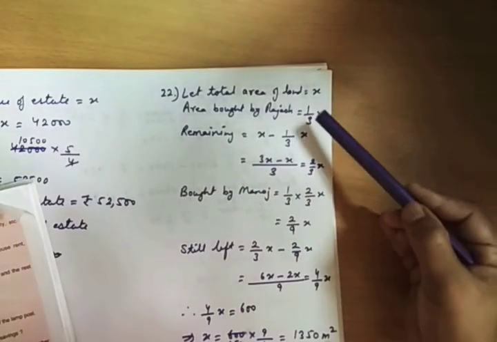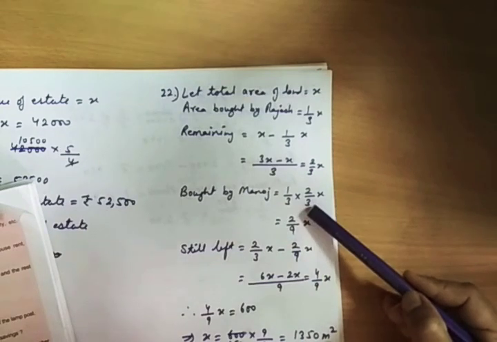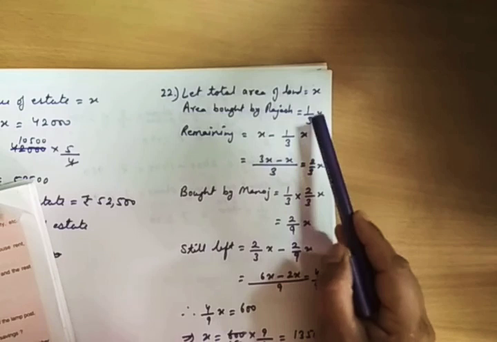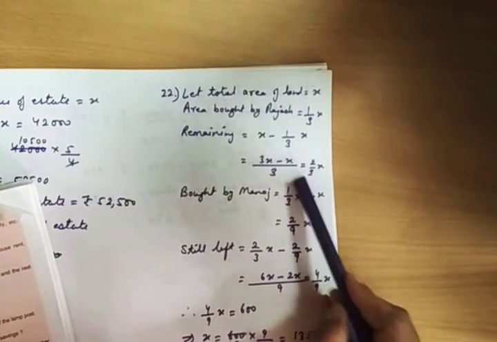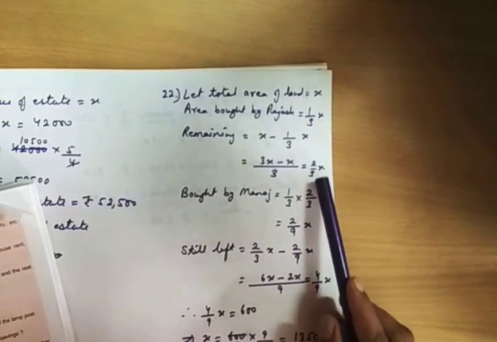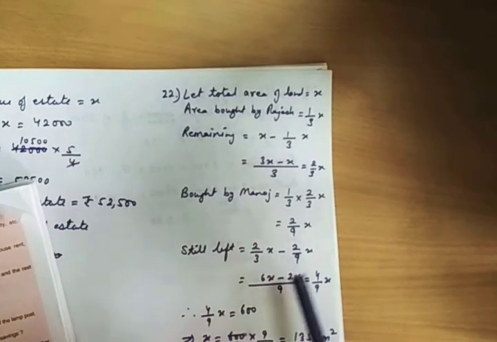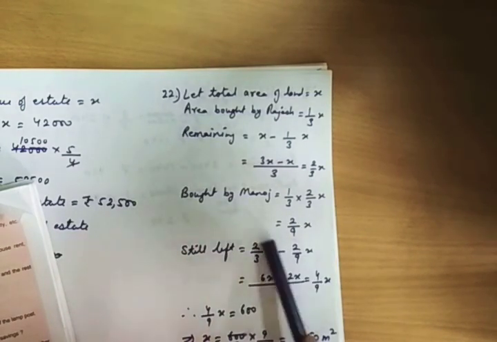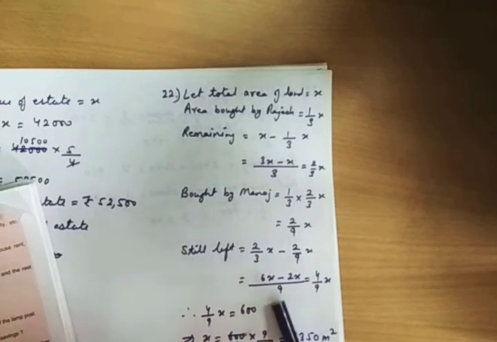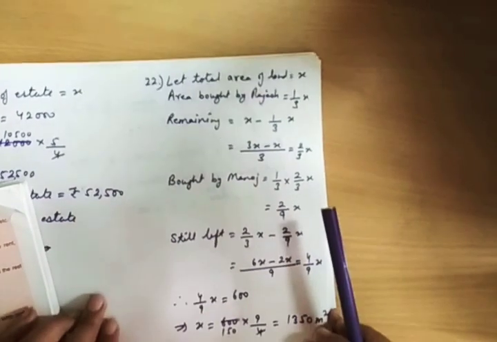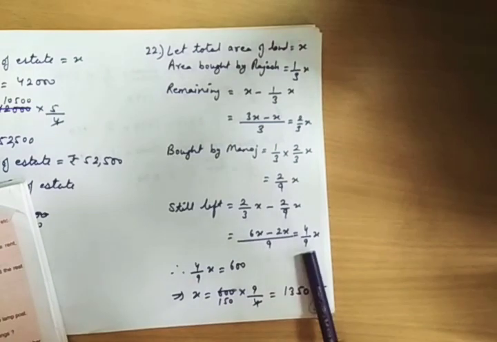After both Rajesh and Manoj bought the area, what is the area still left? Beta, after Rajesh's purchase your remaining area was 2/3X. Out of this 2/3X, how much has Manoj taken? 2/9X. So we will subtract 2/9X from 2/3X. 3, 9, LCM is 9. So 6X minus 2X, you will get 4/9X. This is the area of land left when both Rajesh and Manoj have taken their land.